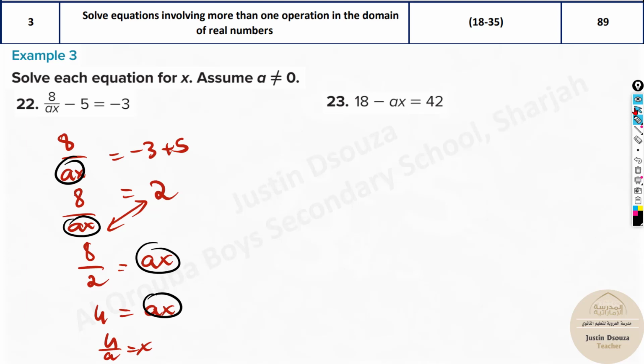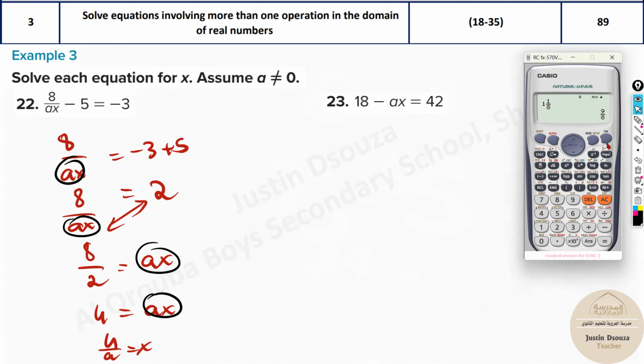So you can try this in calculator. Now we can take our calculators. You can just say, put this as it is, 8. Now wherever this ax is there, put alpha x as a variable. Minus 5 equals minus 3. Shift and solve. What's the answer you're going to get? You're going to get 4. The answer is 4 divided by a. This x means it's ax. It solves for ax, right? Ax is 4. Then ultimately you just divide by a.